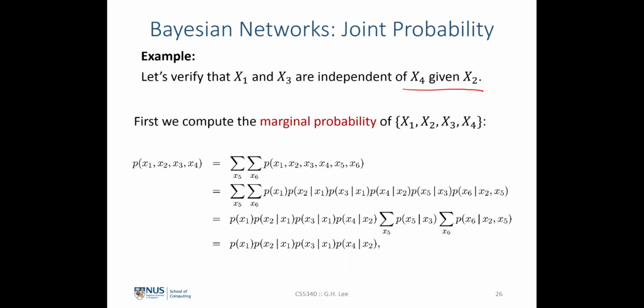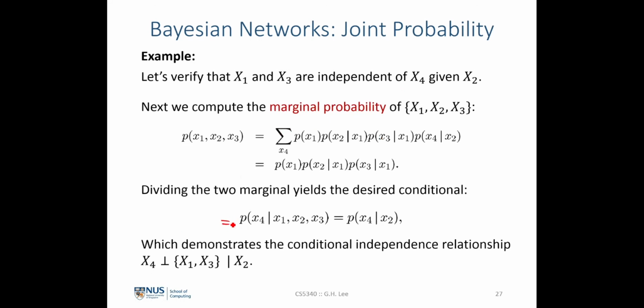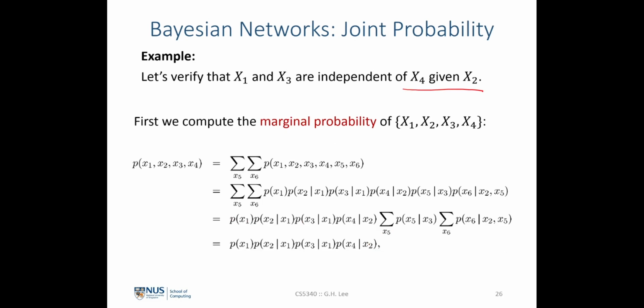So we'll do this by computing the marginal probability of x1, x2, x3, and x4, denoted by this term over here. We'll prove it by computing the probability of x4 conditional upon x1, x2, x3. Since the claim is that x4 becomes independent of x1 and x3 given x2, we can rewrite this into this particular form over here, where x4, given that we have observed x2, does not need x1 and x3 anymore. But let's prove this by computing the marginal probability.